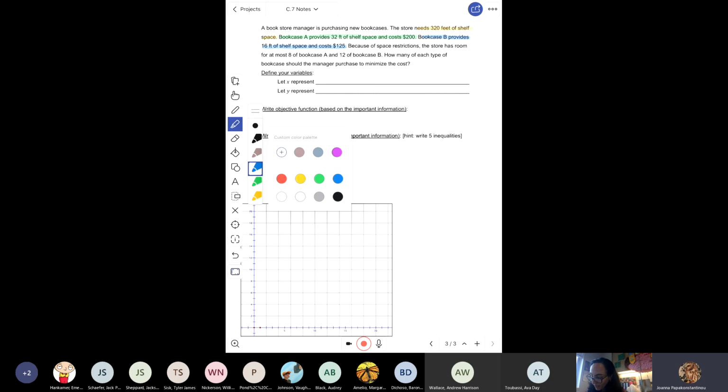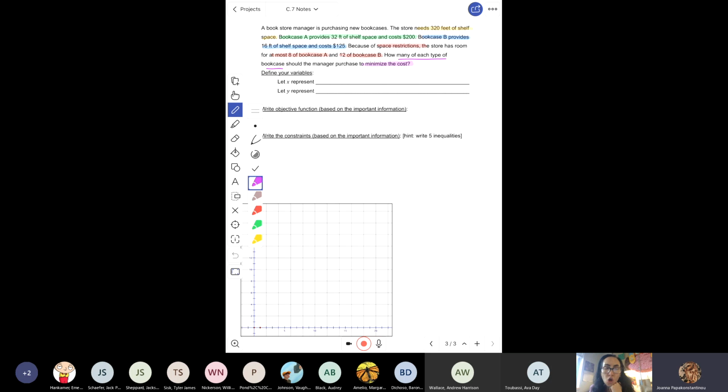Now, because of space restrictions, the store has room for at most 8 of bookcase A and 12 of bookcase B. I see some constraints. The question is, how many of each bookcase do I want to purchase if I want to minimize the cost? So I want to determine how many of each bookcase I'm going to buy to minimize the cost.